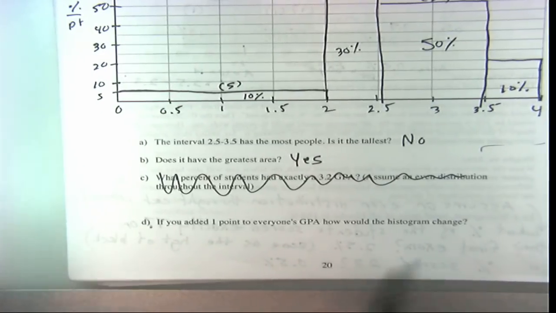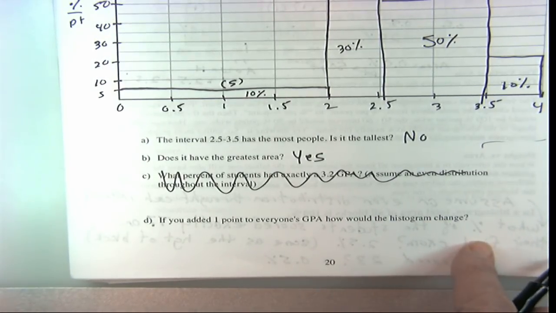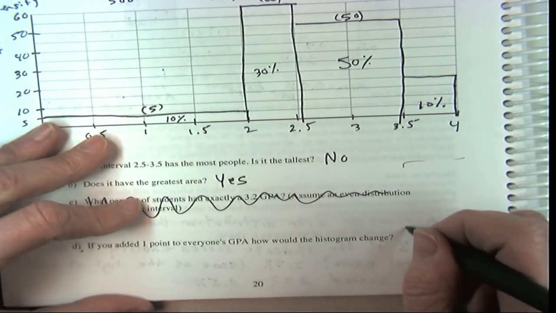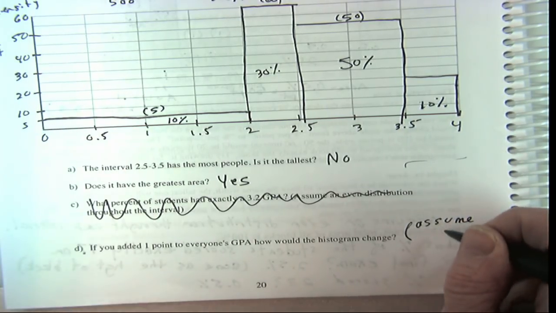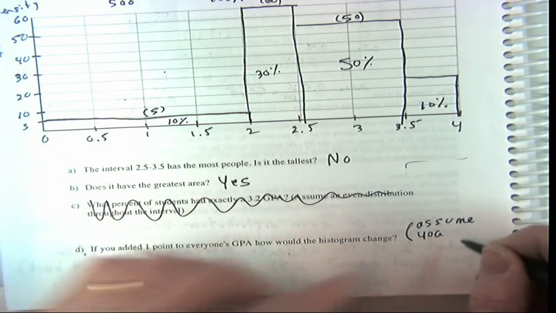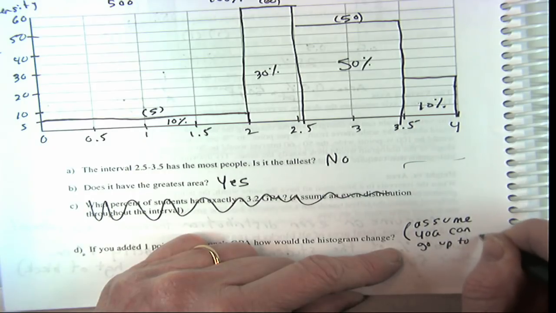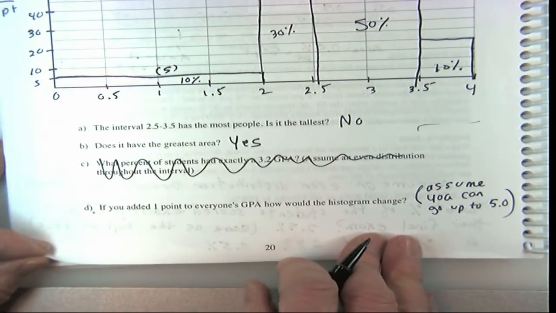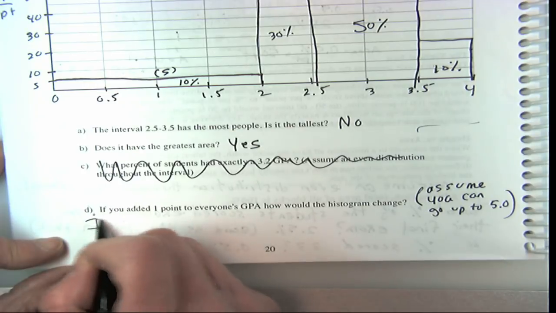Now, if you add 1 point to everyone's GPA, how would the histogram change? Again, let's assume you can go past 4. So assume you can go up to 5 GPA. Some places do. All right, so if you added 1 point, what would change? How would the histogram change? Well, it would shift.